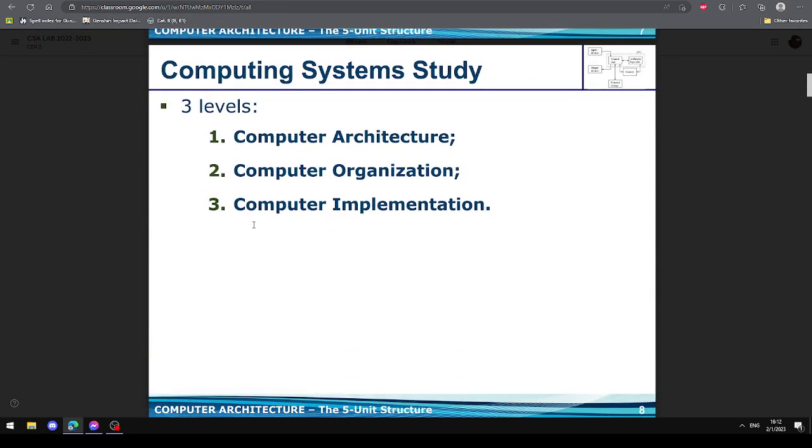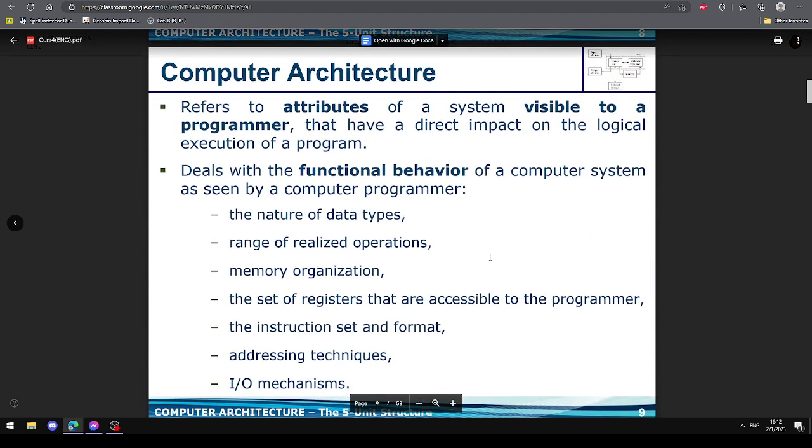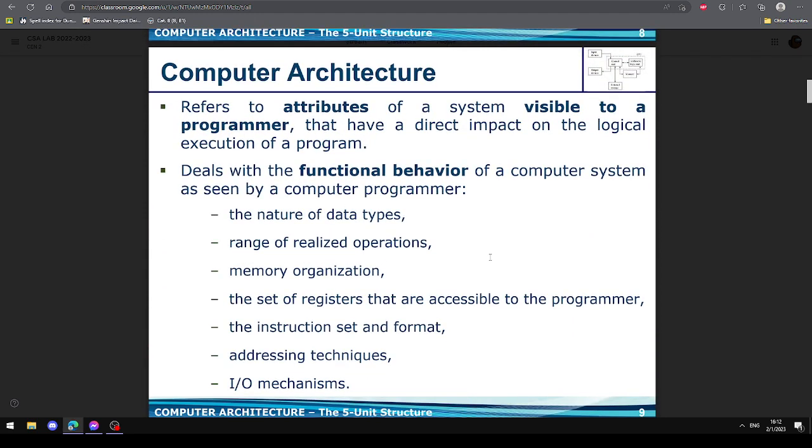3 levels: computer architecture, computer organization, computer implementation. Computer architecture refers to attributes of a system visible to a programmer that have a direct impact on the logical execution of a program. It deals with the functional behavior of a computer system as seen by a computer programmer.